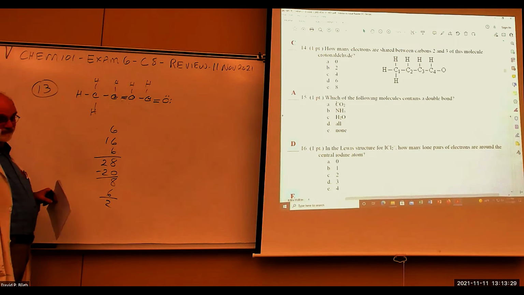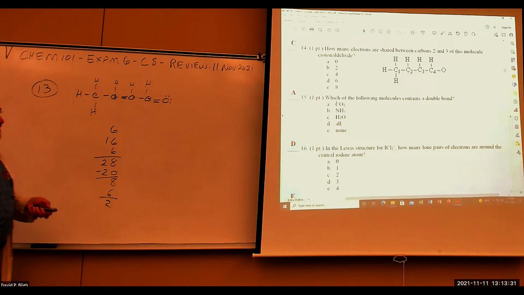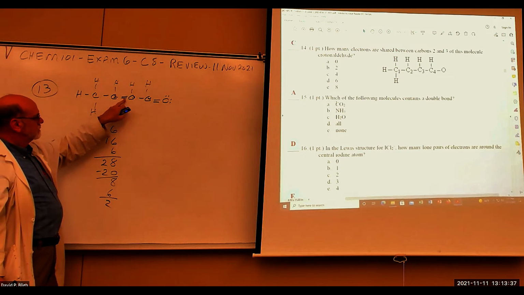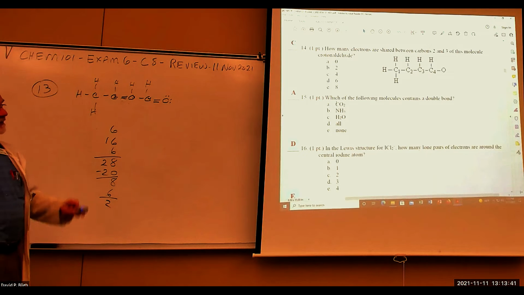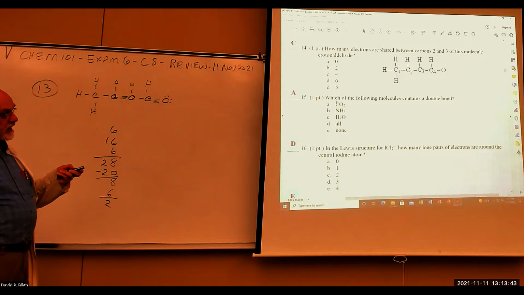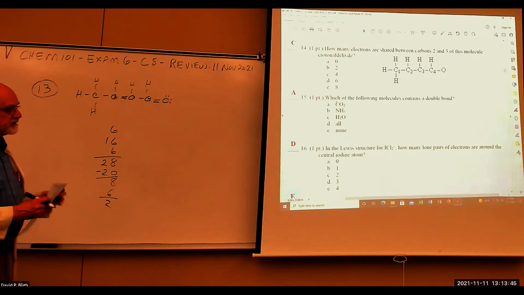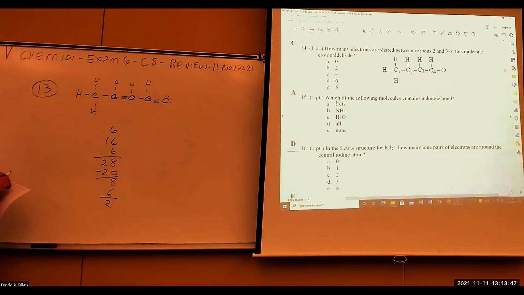Okay? Okay, so to answer the question, how many electrons are shared between 2 and 3? 2, 4. 2 for each bond. So that's why C is the answer.